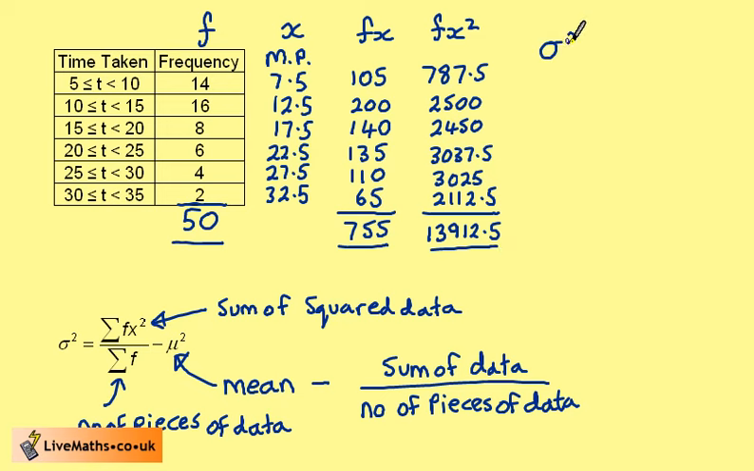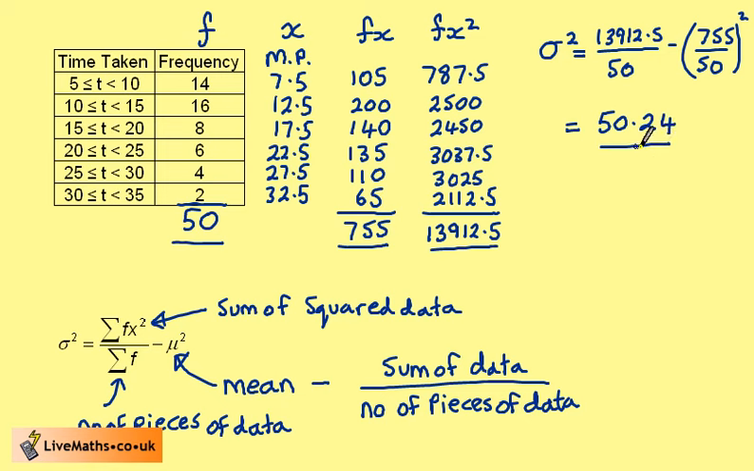We can now substitute all of this into the formula. Sigma squared is going to be the sum of fx squared, 13912.5, divided by the number of pieces of data, which is 50, take away the mean, 755 divided by 50, all squared. This gives us 50.24. For the standard deviation, we need to take the square root, and that gives us 7.09, correct to 3 significant figures.